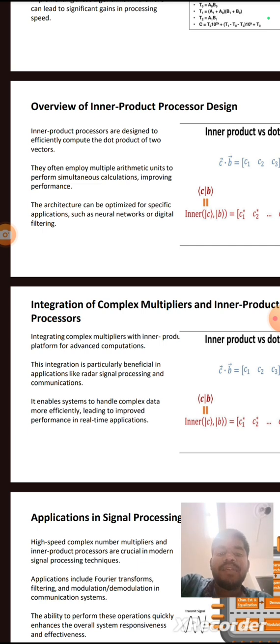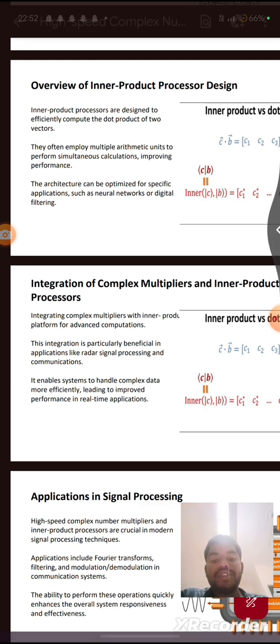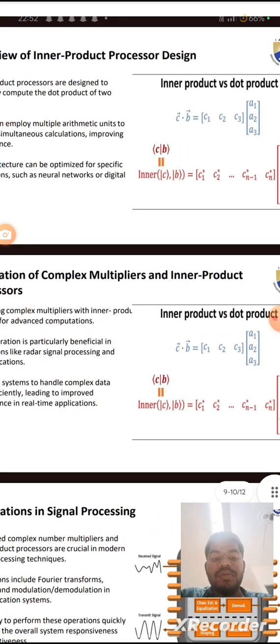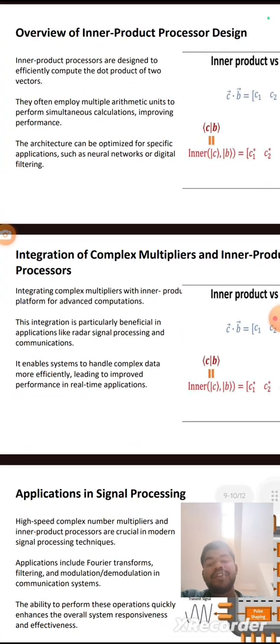The architecture can be optimized for specific applications such as digital filtering. Integration of the complex multipliers with the inner product processor: integrating complex multipliers with the inner product platform for advanced computation. This integration is particularly beneficial in applications like radar signal processing and communication. It enables systems to handle complex data far more efficiently, leading to improved performance in real-time applications.